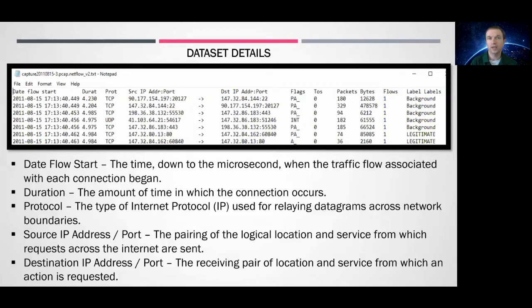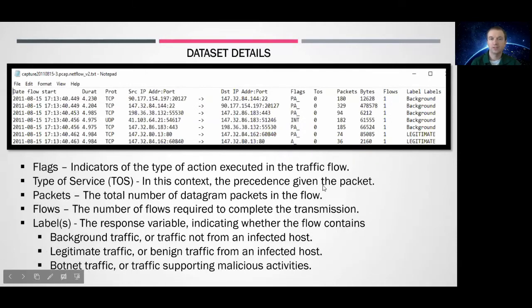However, we're also going to have to look at things such as Internet Control Messaging Protocol, or ICMP, and Address Resolution Protocol, or ARP. These are usually used to run or troubleshoot network traffic. Then we're going to be talking about source and destination IP addresses and ports. These are literally the logical locations and services from which and to you request and receive internet traffic. Next, we're going to be talking about flags. These are indicators of the type of action executed in transmission. So each protocol uses different sets of flags to say what it's doing, which made for a very interesting discovery process.